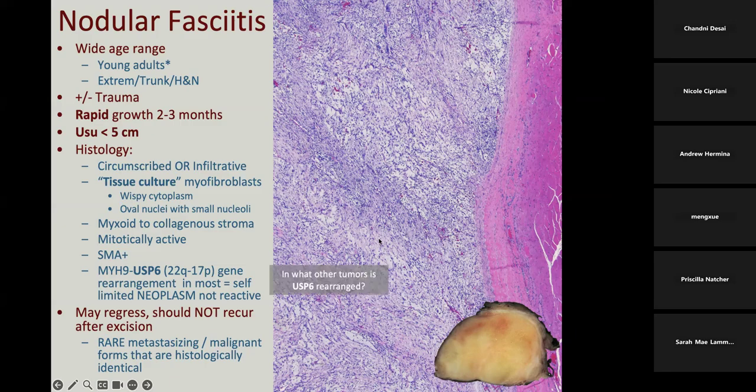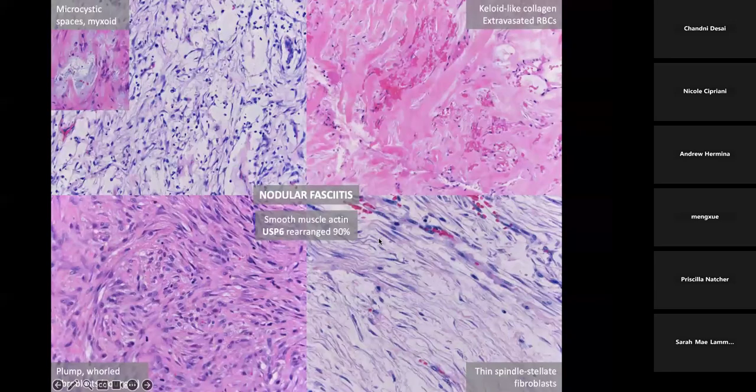And on next slide, I have high power of what the cells look like. So anywhere from myxoid microcystic on the top left to keloid-like collagen with extravasated red cells on the top right, very thin, wispy myofibroblasts on the bottom right, and then more cellular, younger, plump fibroblasts on the bottom left.